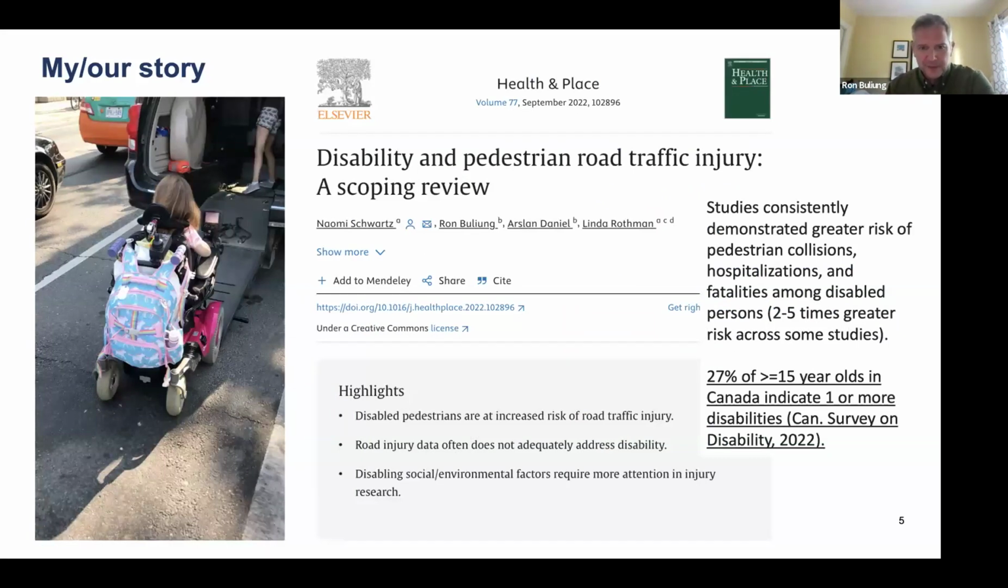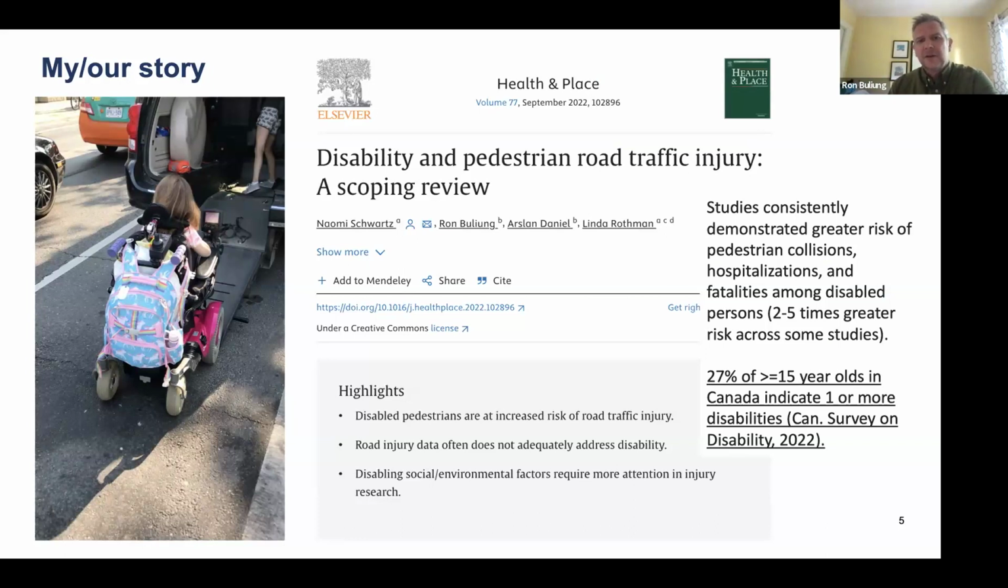So my and our story. My youngest daughter has a clinical diagnosis of spinal muscular atrophy. She uses a power wheelchair for independent mobility. Her life experience and my experience as a parent, I'm certainly not a proxy for her and her experience, inform my work and sort of motivate my work.